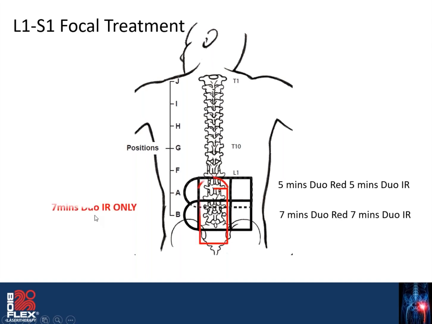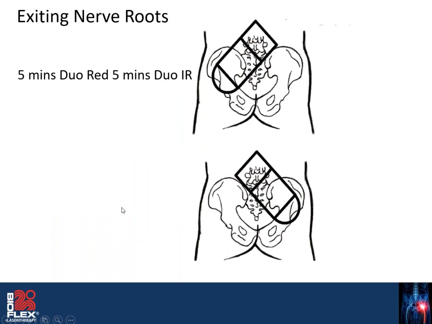We also throw in, although it's not in a standard protocol, a final placement over the lumbosacral region, just infrared, and we'll use about 7 minutes or even 8 minutes of infrared only, overlying the lower lumbosacral region, just to give that area a little bit more dosaging. We also do oblique positions. We try to get the exiting nerve roots in the lumbosacral plexus, so right and left-sided, usually for about 5 minutes each of red and infrared. I encourage you to increase the time to 7 minutes red and 7 minutes infrared, or even 8 and 8 if it's right-sided or left-sided dominant.